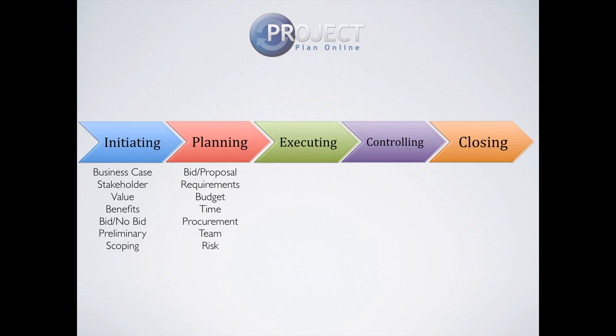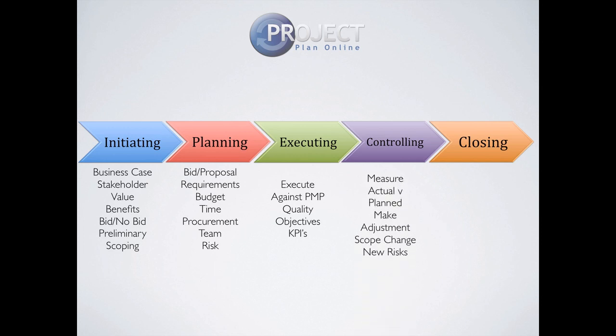In the next step, executing, you would execute the project against the project management plan that you defined in the planning stage. This would include achieving the quality objectives and the key performance indicators defined in the planning stage. Another step in the project management lifecycle is the controlling step, where you would measure actual achievement versus planned. You would make adjustments where these deviated. You would deal with scope changes, new risks and risks that had passed.